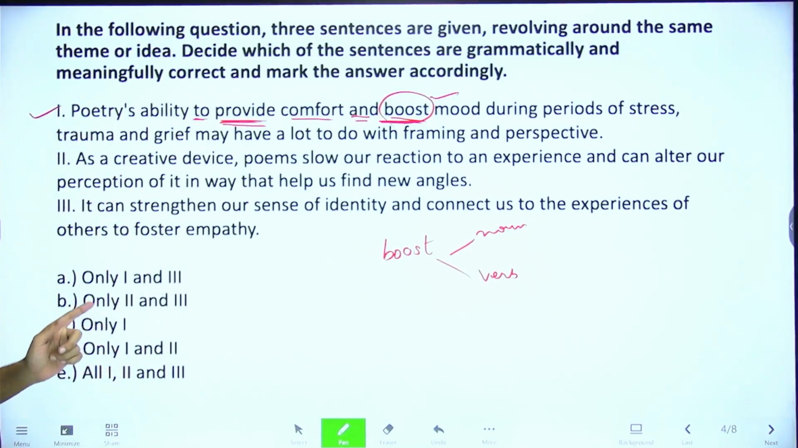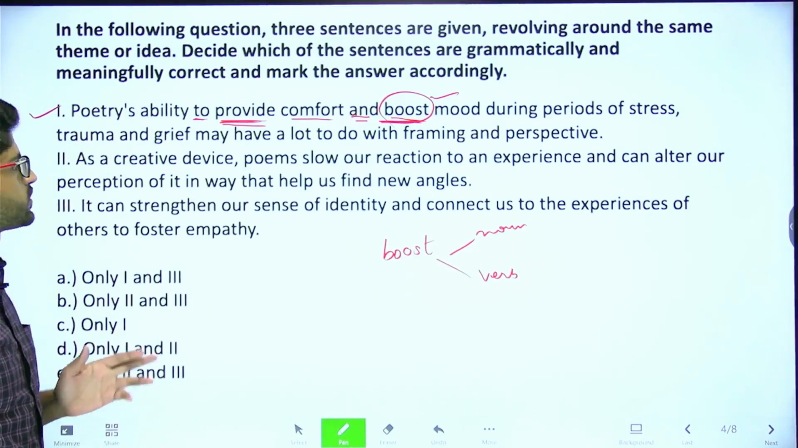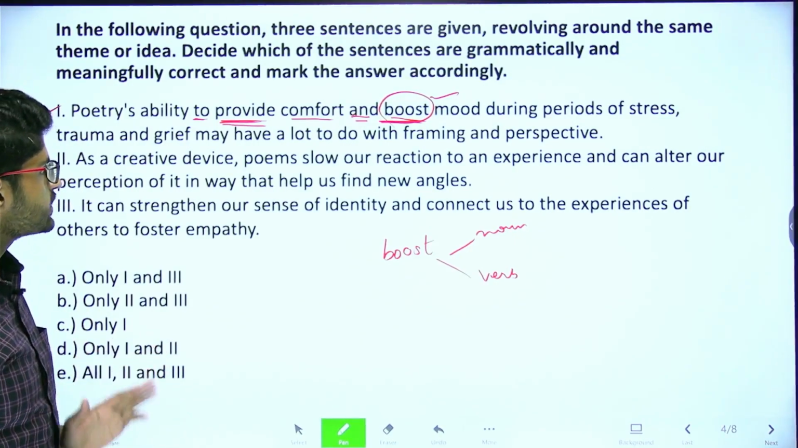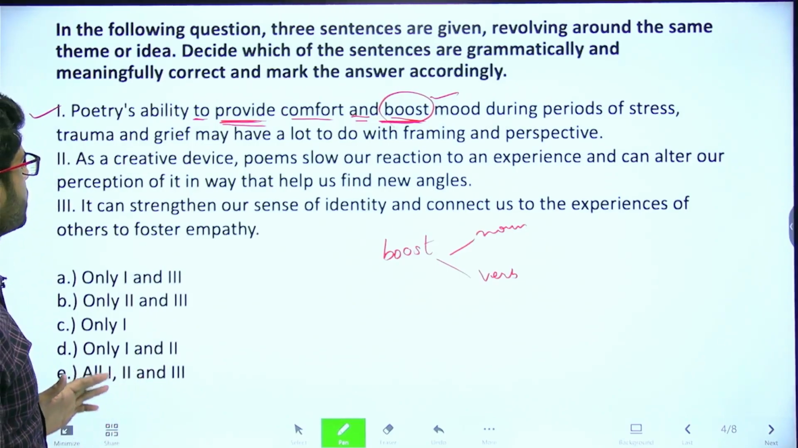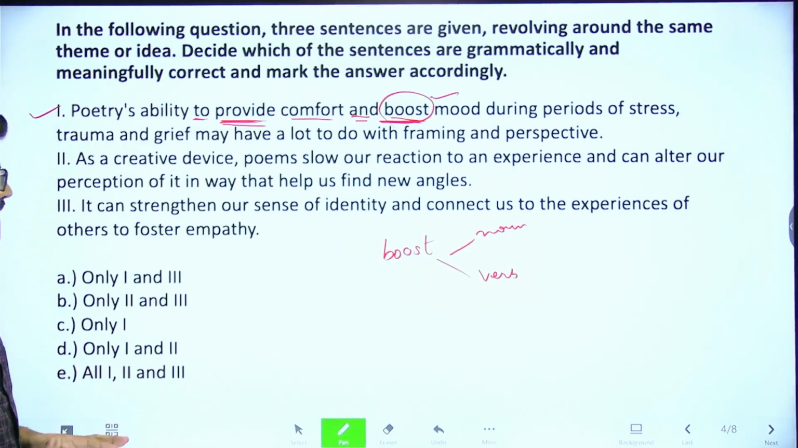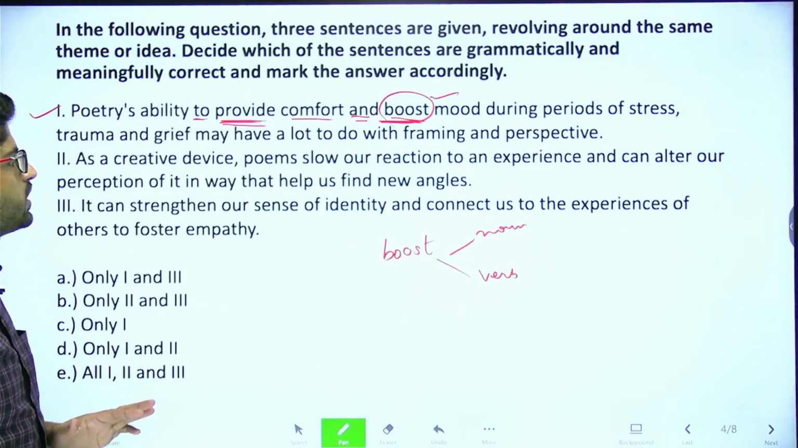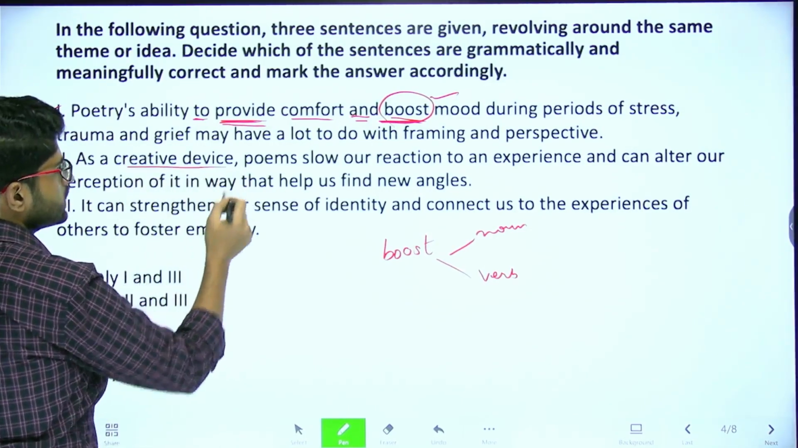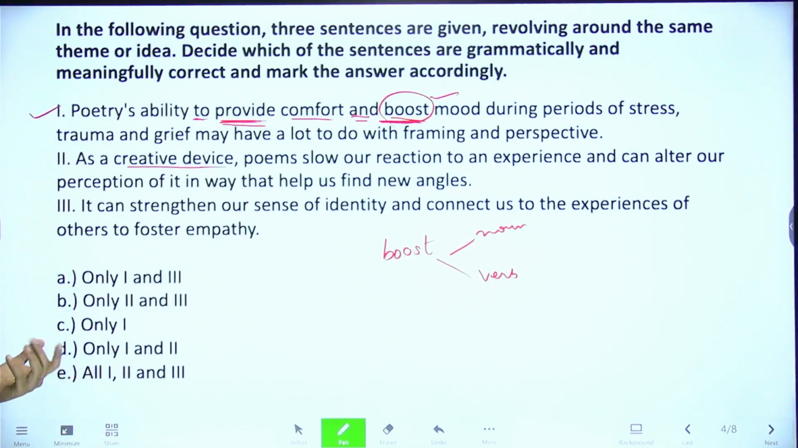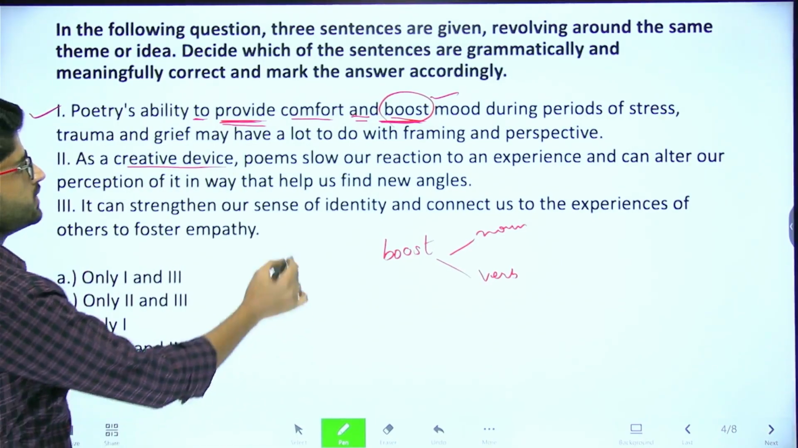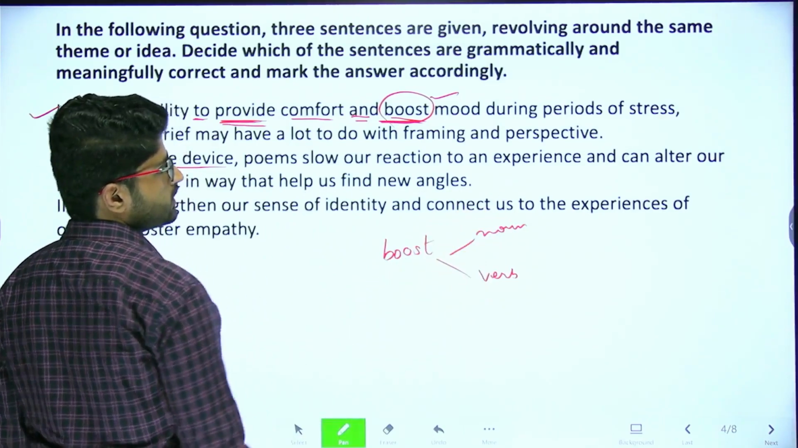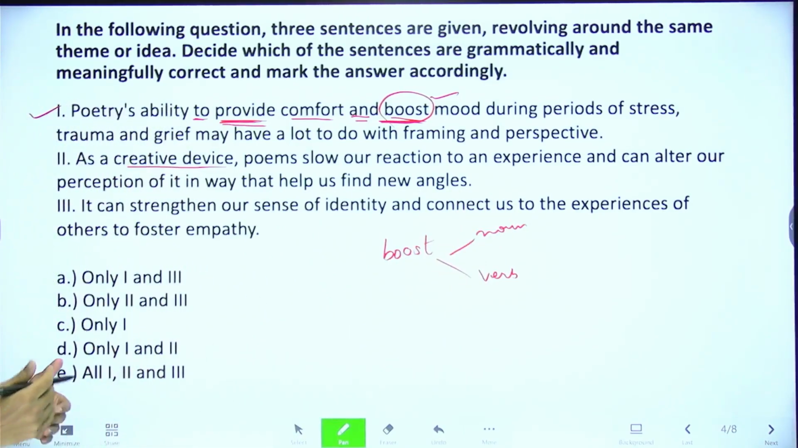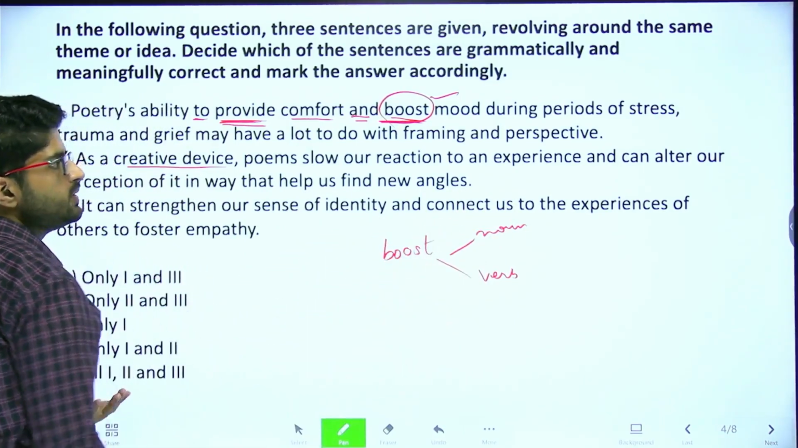The second sentence says, as a creative device, poems slow our reaction to an experience and can alter our perception of it in way that help us find new angles. So creative device है poetry, ठीक है. Creative writing, poems are, they are a creative device. तो poems क्या करती हैं? Poems slow our reaction to an experience, they help us slow down, and they alter, means to change.